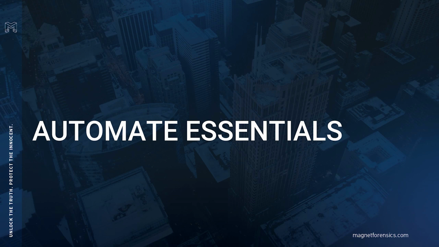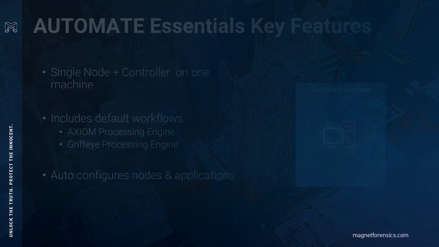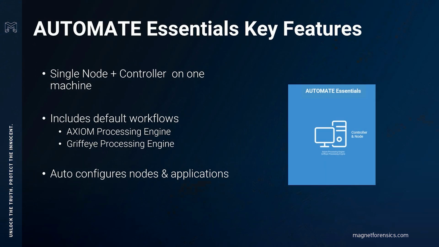For agencies wanting to increase their throughput, work through their backlogs, keep their labs operational even when they aren't in the lab, but don't necessarily need a full deployment with 5 or more nodes of Automate, we now have Automate Essentials. Automate Essentials includes a single node plus the controller all on one machine. It includes default workflows right out of the box and is incredibly easy to configure to get started. It also includes the Axiom processing engine, as well as the GRIFI processing engine for those working more ICAC related investigations. Let's go ahead and take a look at Automate Essentials.